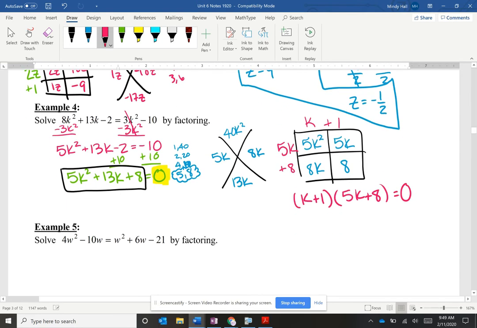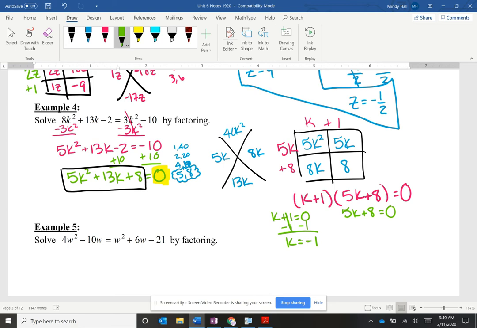So again, once you get to this point, once they're in factored form, you're going to break them apart and set them both equal to 0. So k plus 1 equals 0, and 5k plus 8 equals 0. Okay, so then we are going to subtract the 1 on the equation on the left, and k equals negative 1. And then we are going to subtract 8, and we get 5k equals negative 8. And then we will divide by 5 to solve, which gives me k is negative 8/5.